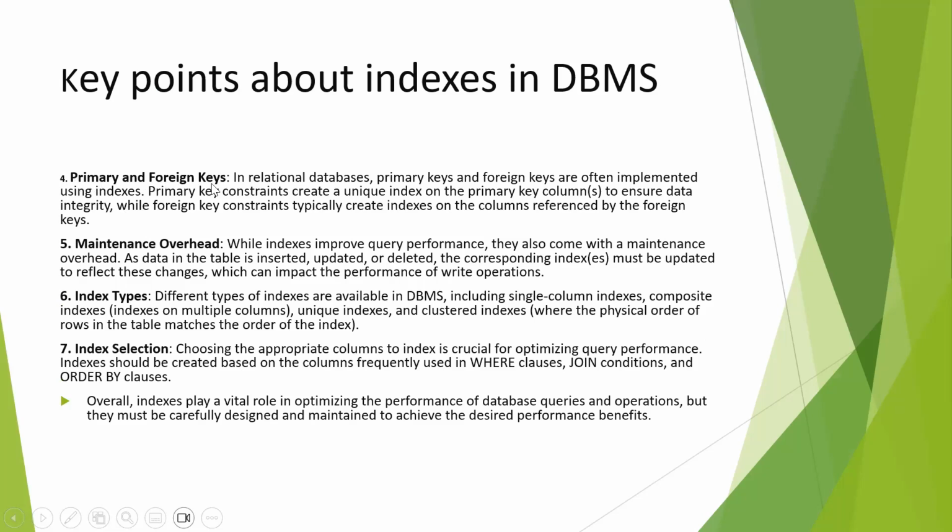Next are primary and foreign keys. In relational databases, primary keys and foreign keys are often implemented using indexes. A primary key constraint creates a unique index on the primary key column to ensure data integrity, while foreign key constraints typically create indexes on the columns referenced by the foreign keys.